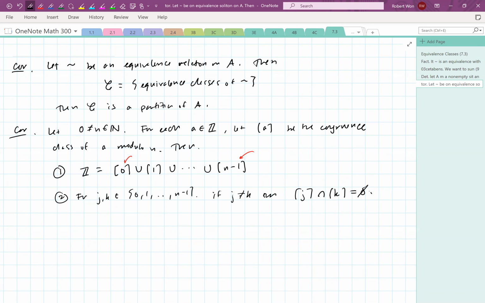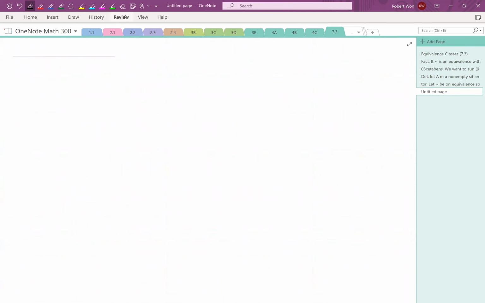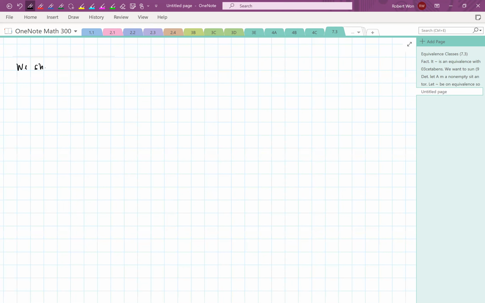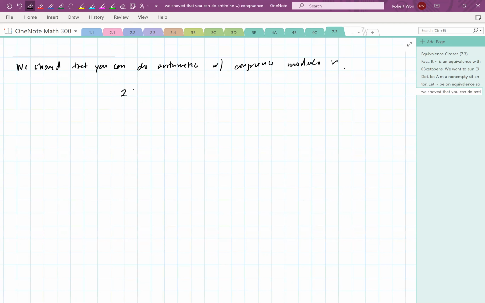Okay, so one thing that we showed previously in the quarter is that you can do arithmetic with congruence modulo n. So let me just start a new slide here because I want to have all this stuff on the same slide. So we showed long ago that you can do arithmetic with congruence modulo n. So we said, for example, that 2 plus 4 is congruent to 6, which is congruent to 1 modulo 5.